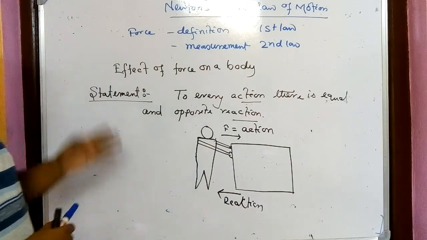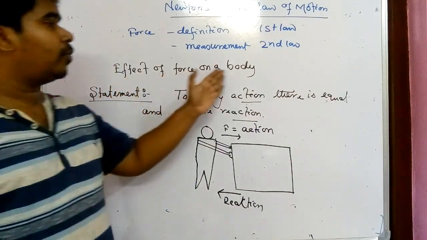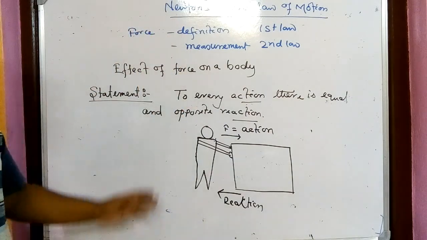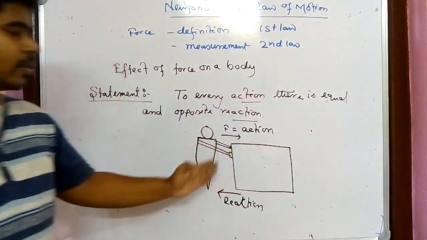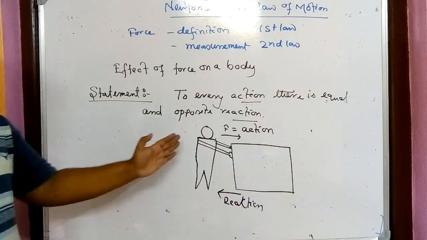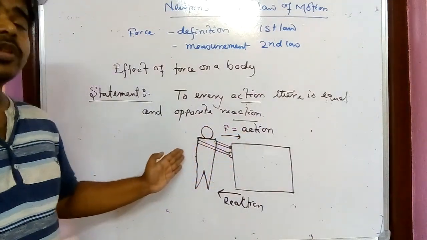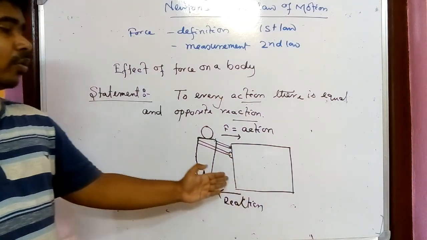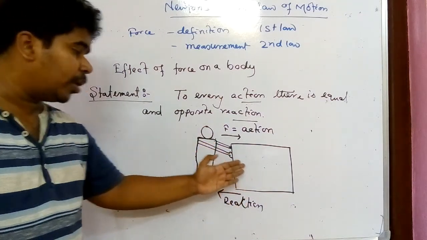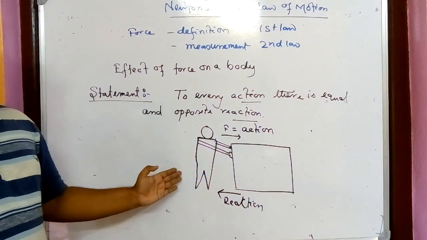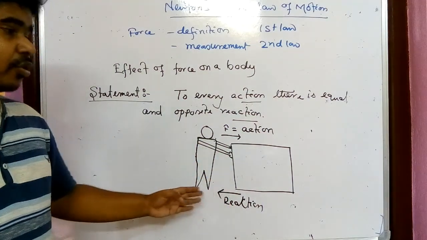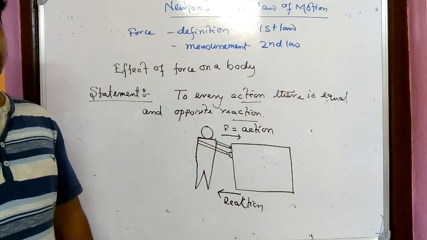So, when we are talking about the effect of force on a body, we have to follow the statement of Newton's third law of motion: to every action there is equal and opposite reaction. That means however much force you have applied on that body, the same amount of force is applied by the body on you. That force is taken as reaction, and it should be in the opposite direction.